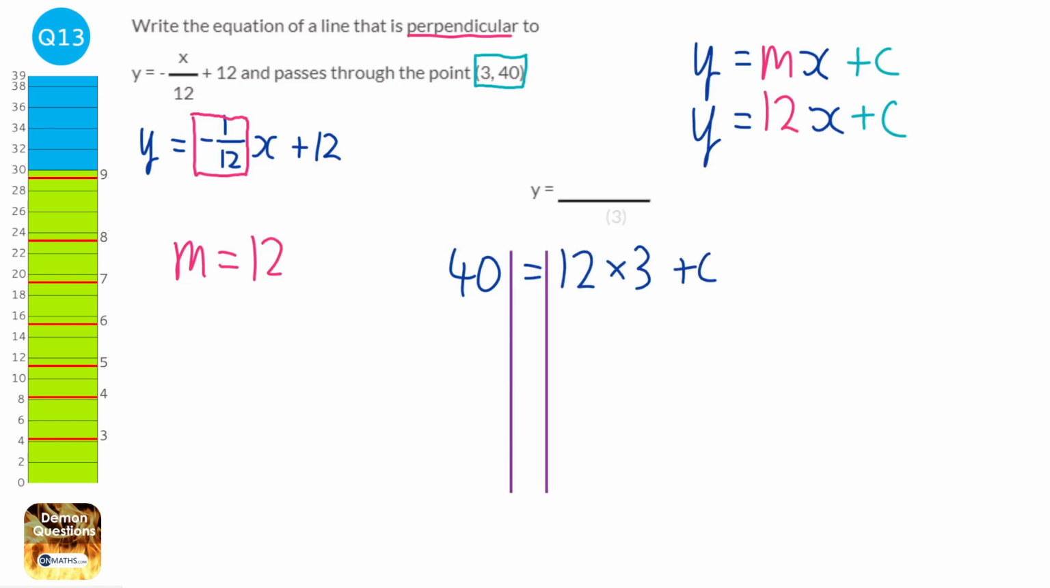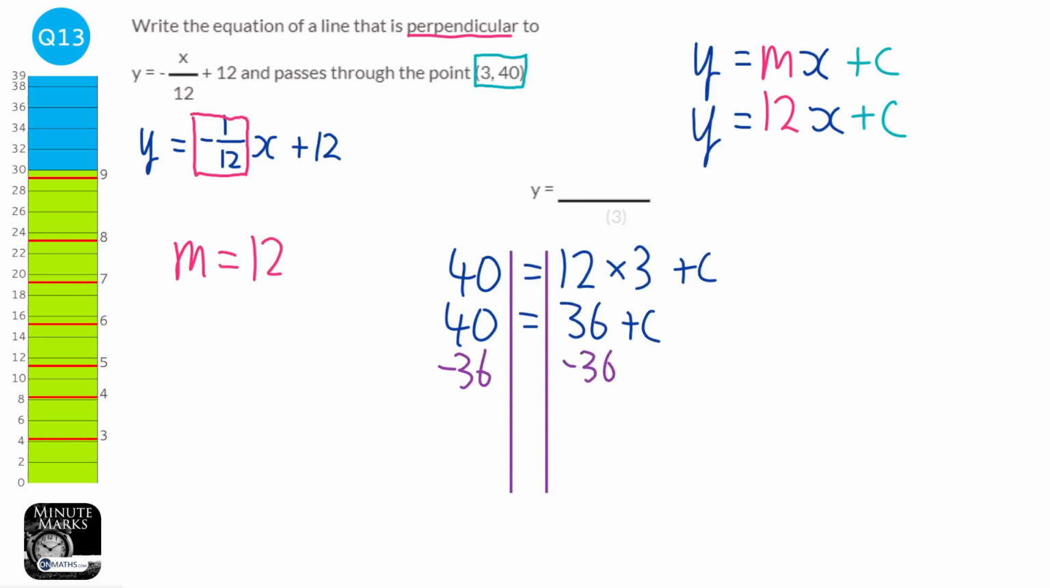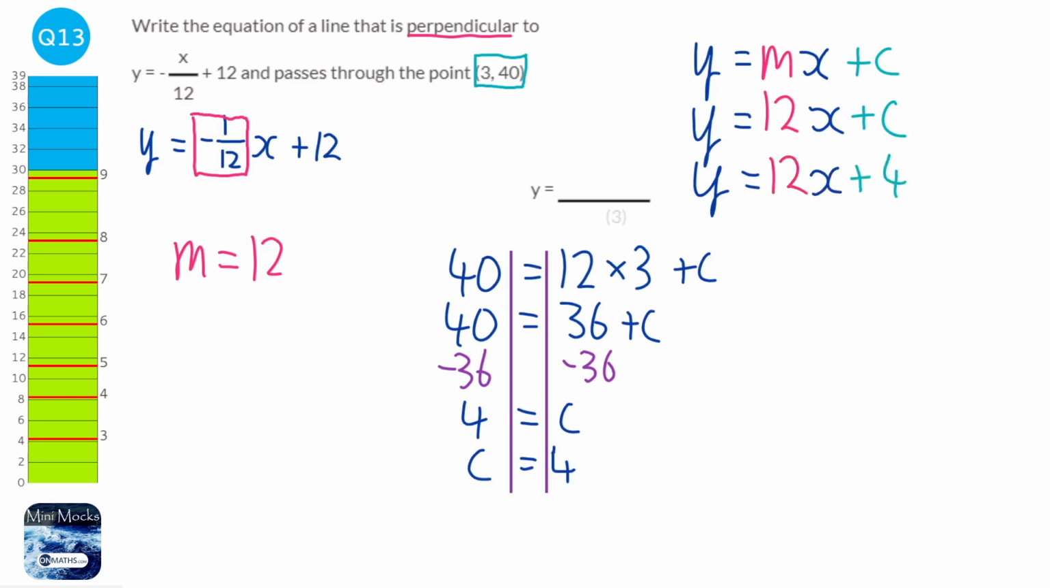Put in our solving lines. 12 times 3 is 36. And we're going to take away that 36 both sides. So it's going to be 4 equals c, or c equals 4. So our equation will be y equals 12x plus 4.